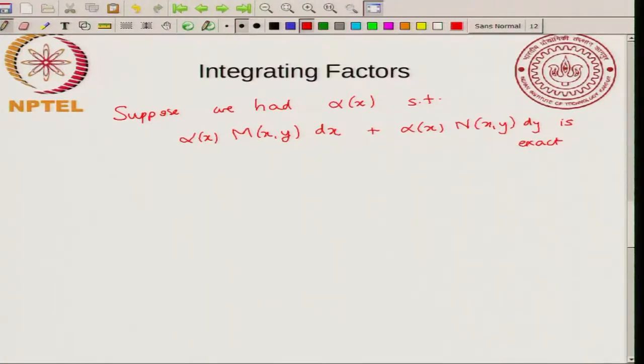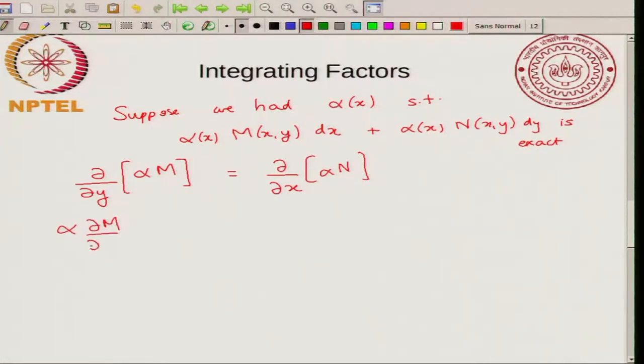If this is exact, then we use the condition for exact differential. So we say that ∂/∂y of alpha times M is equal to ∂/∂x of alpha times N. If you work this out further, it is alpha times ∂M/∂y plus M times ∂alpha/∂y, equal to alpha times ∂N/∂x plus N times ∂alpha/∂x. I just used the product rule and wrote it in this form.